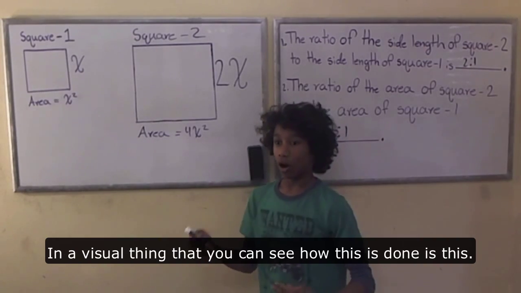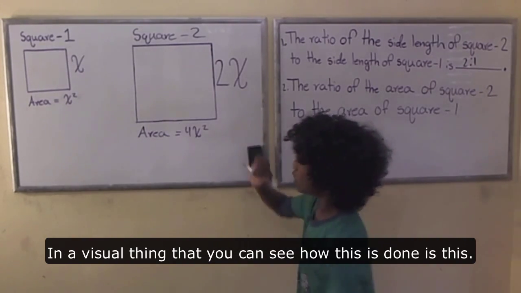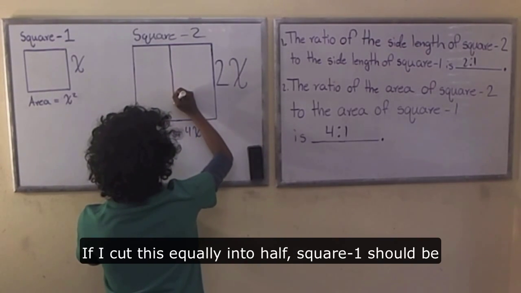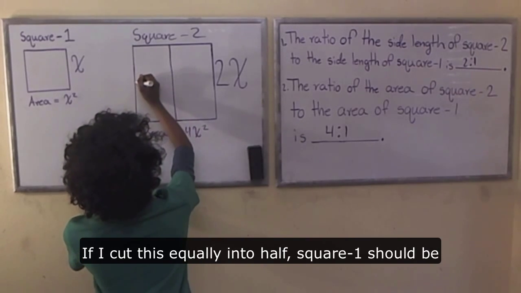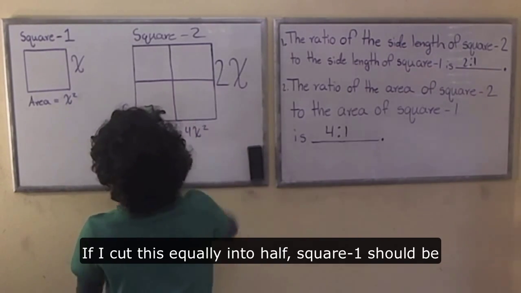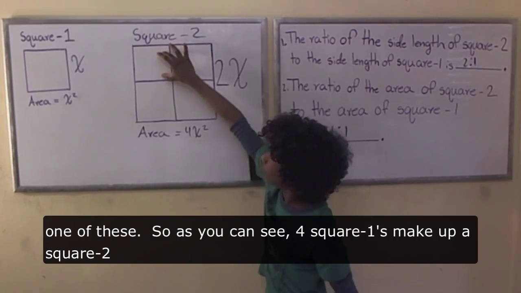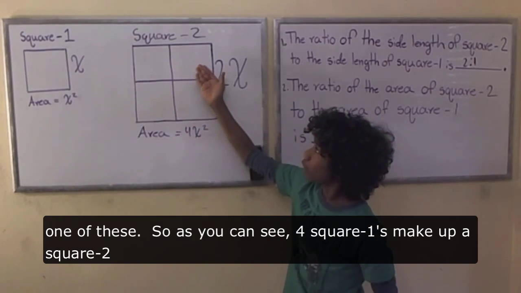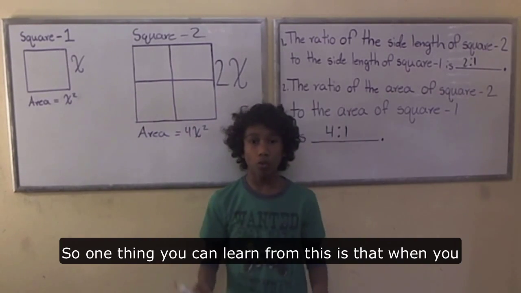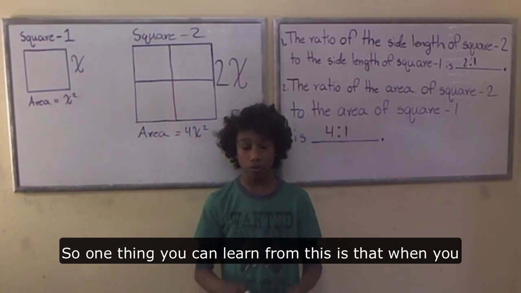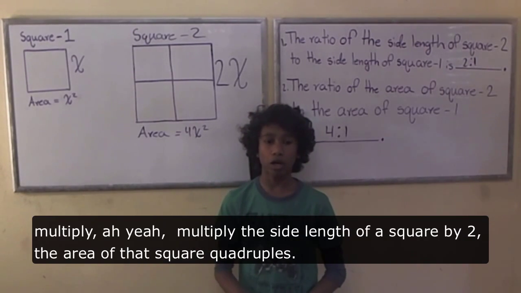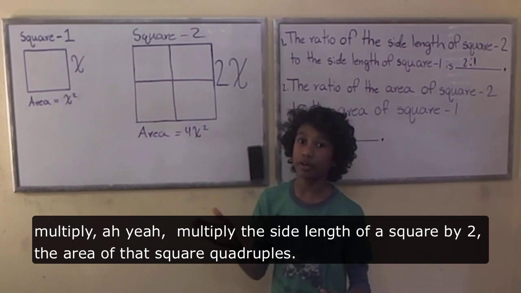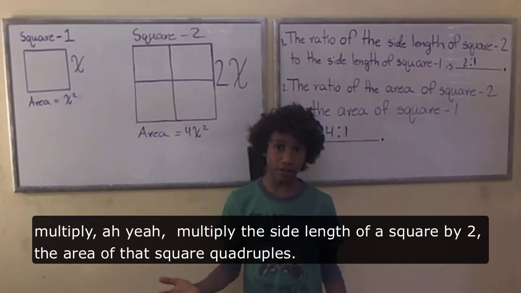And a visual thing that you can see how this is done is this. If this is just eyeballing it, but if I cut this equally into half, square 1 should be about one of these. So as you can see, 4 square 1s make up a square 2. So one thing you can learn from this is that when you multiply the side length of a square by 2, the area of that square quadruples.